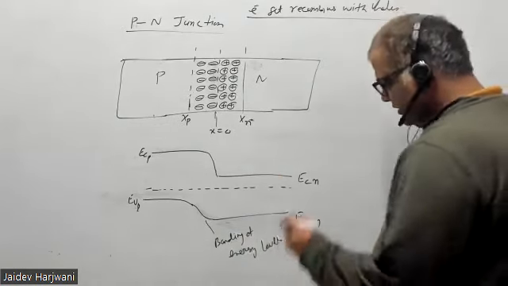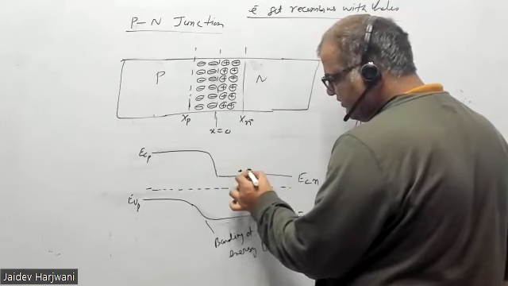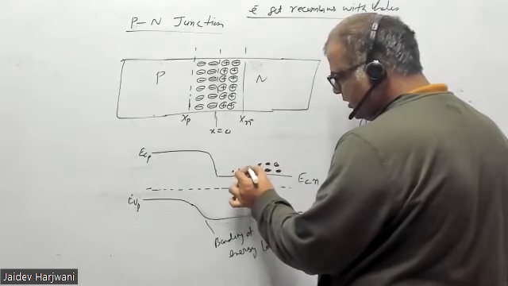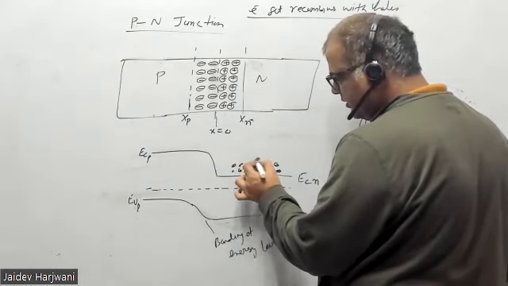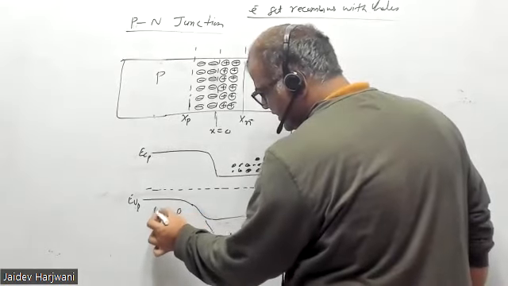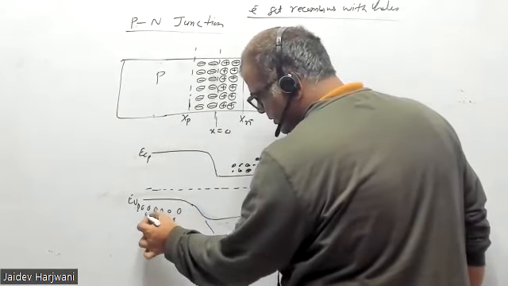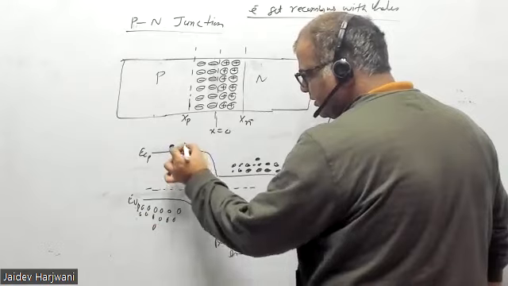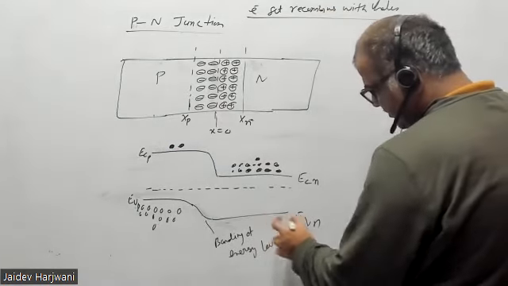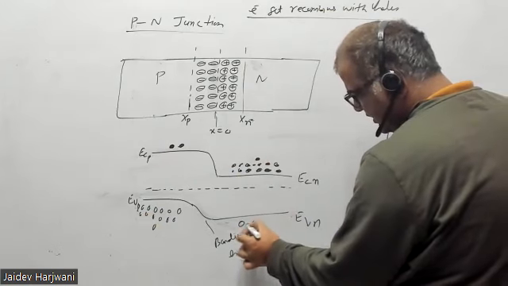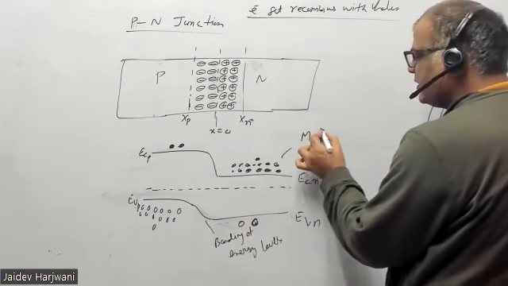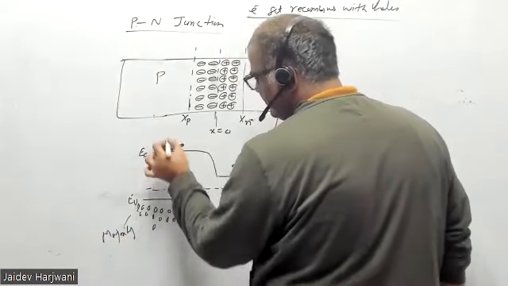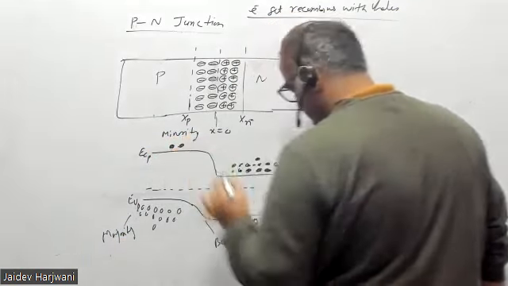Now, here this is the n-type section. Here we have electrons in the majority, and here we have holes in the majority. Of course, here some minority electrons are also there, and here some minority holes are also there. This is the majority, this is the majority, and this is the minority, this is the minority.